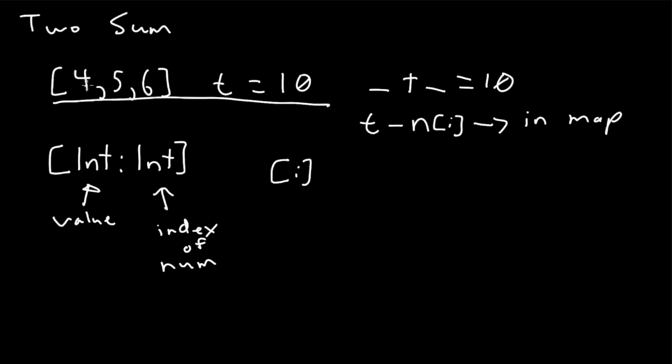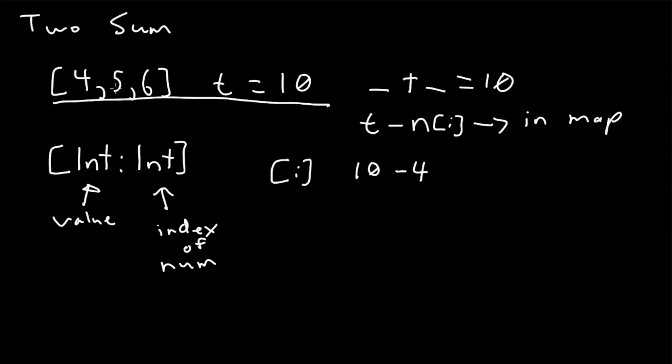So we're going to start at the 4, and we're going to ask ourselves, all right, if the target of 10 minus the current number that we're looking at, 4, which is 6, of course, if this is in our map, then we can go ahead and return the solution. Of course, it's not, so what we're going to do instead is add it to the map.